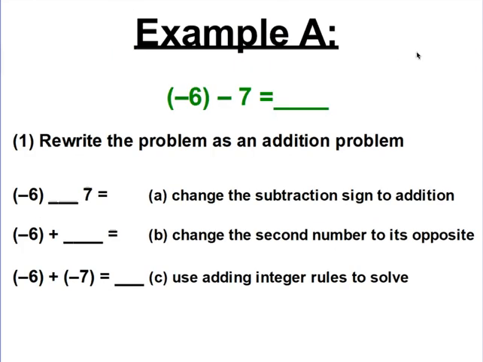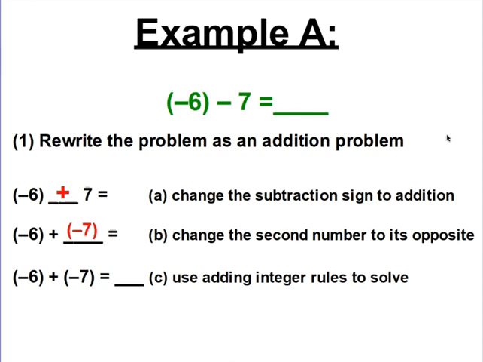Let's work on an example here. Negative 6 minus 7. Now, based on what I just showed you, the first number, negative 6, will stay the same. And you can see that it does throughout the problem. The sign in the middle, though, the subtraction sign, has to change into an addition problem. And it tells you that in part A here. So we change the subtraction sign to an addition problem. And then the second number becomes its opposite. The number here is 7. So we're going to change 7 into its opposite, which is negative 7.